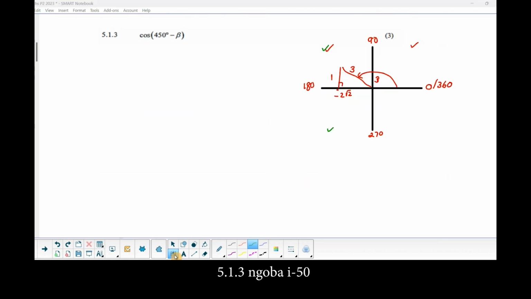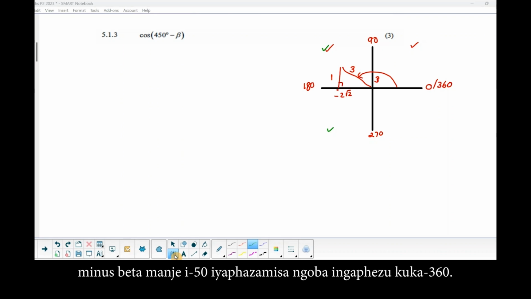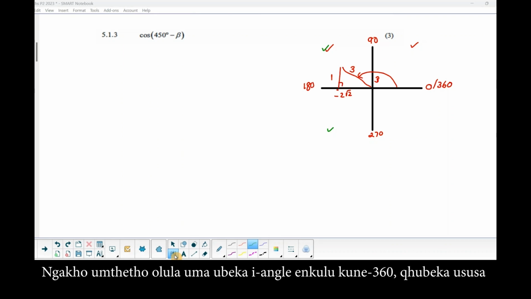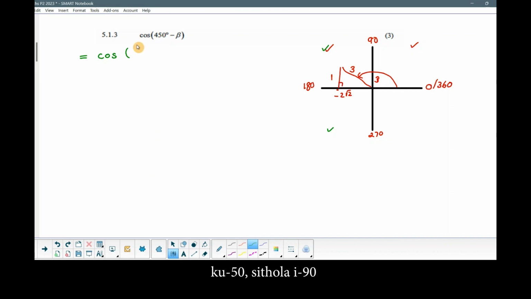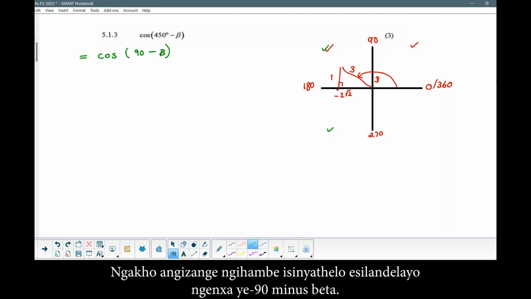5.1.3, cos of 450 minus beta. Now 450 bugs me because it's more than 360, so a simple rule is if you've got an angle that's larger than 360, keep subtracting 360 until you get to an angle that's less than 360. So we are fortunate in that if we subtract 360 from 450, we end up with 90. And 90 is less than 360, so I didn't have to go one more step.